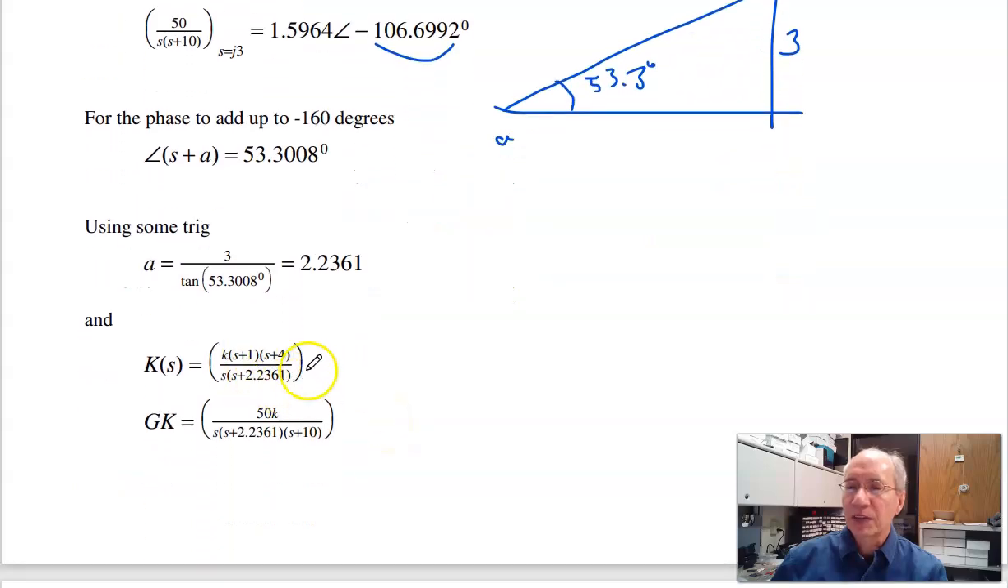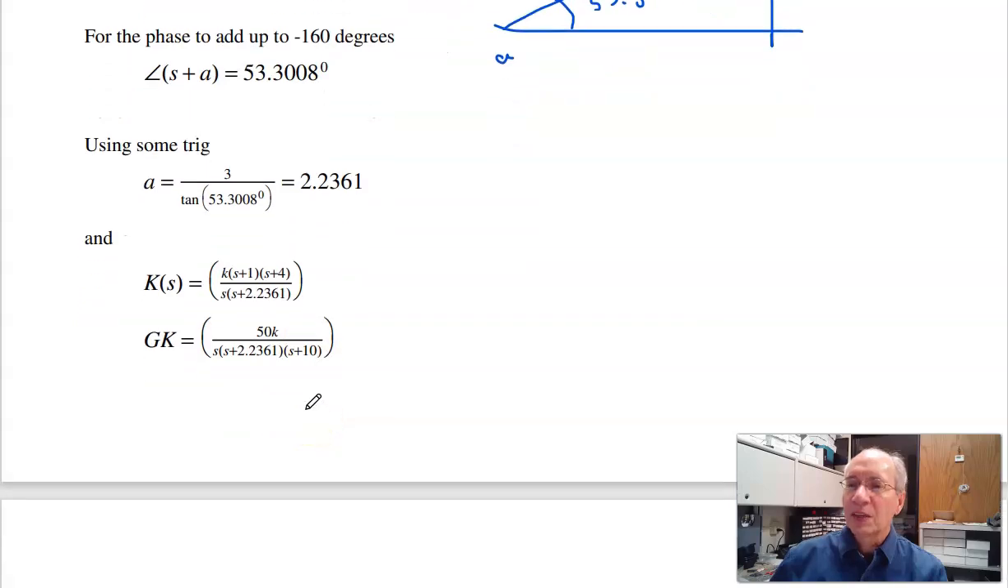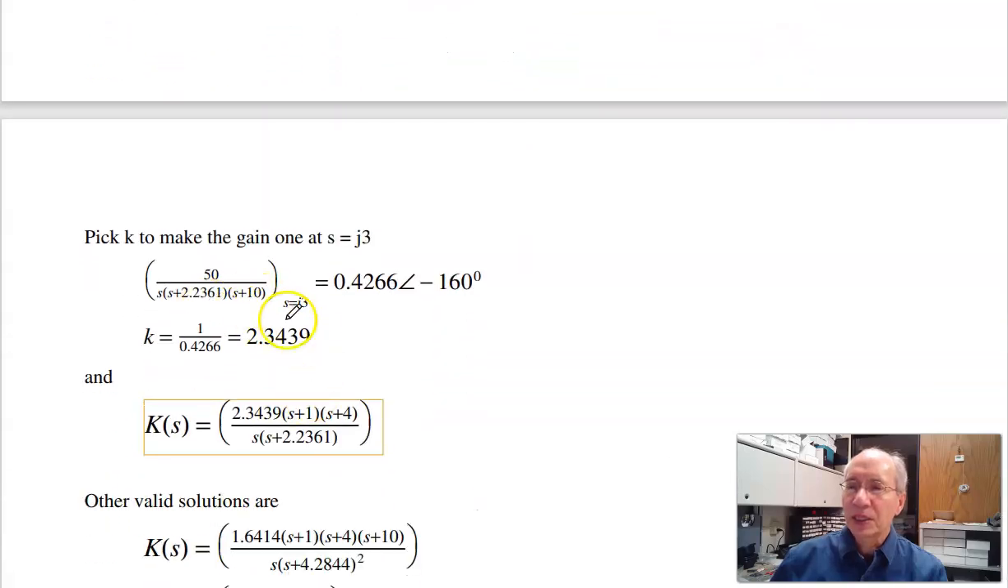So here's the form of K of s. Here's G times K. To find K, at your design point, the gain should be 1. Pick K to make the gain 1, 2.34, and there's K of s.